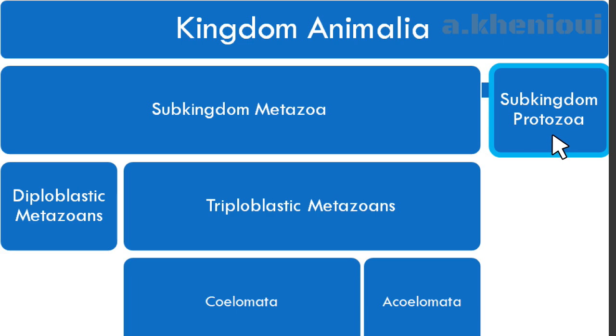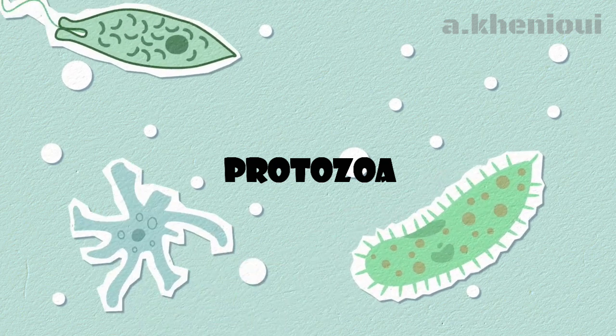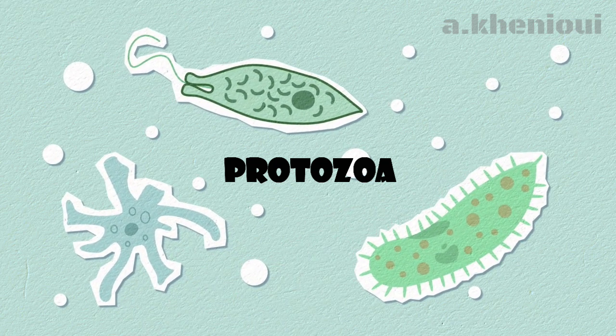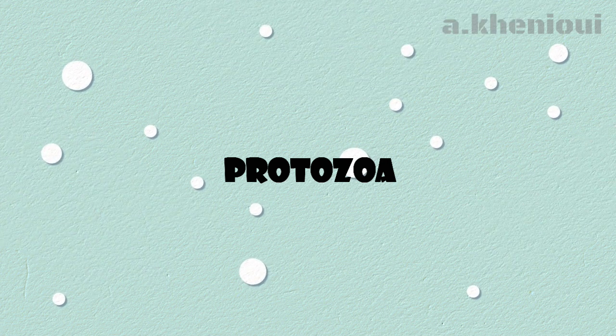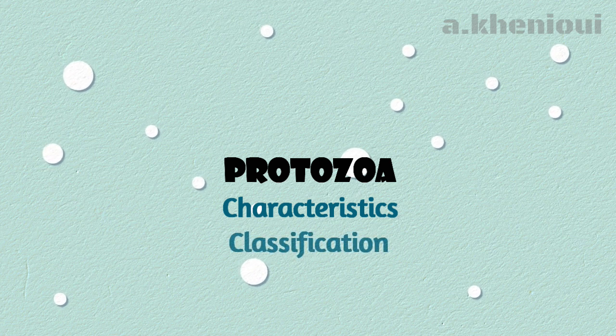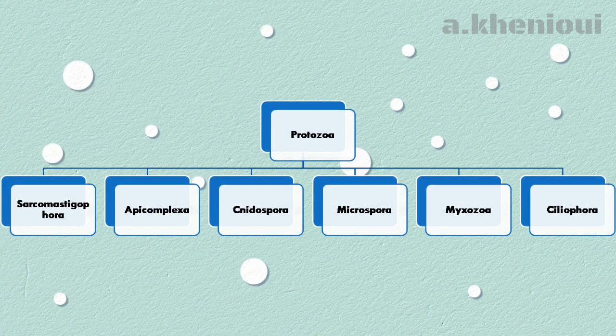In the second chapter, we will talk about the subkingdom of protozoa. These are unicellular heterotrophic eukaryotic animals like Paramecium, amoeba, leishmania, and trypanosoma. We will explain their morphological and biological characteristics, and then we will speak about their classification. In the subkingdom of protozoa, we find the phyla of Sarcomastigophora, Apicomplexa, Cnidospora, Microspora, Mixozoa, and Celiophora.